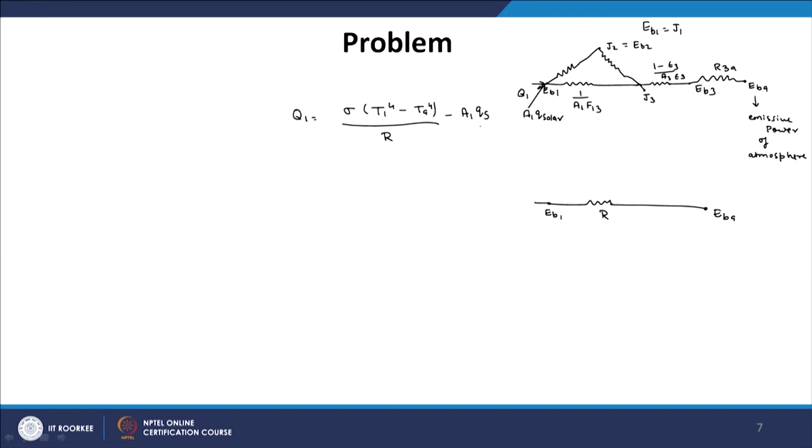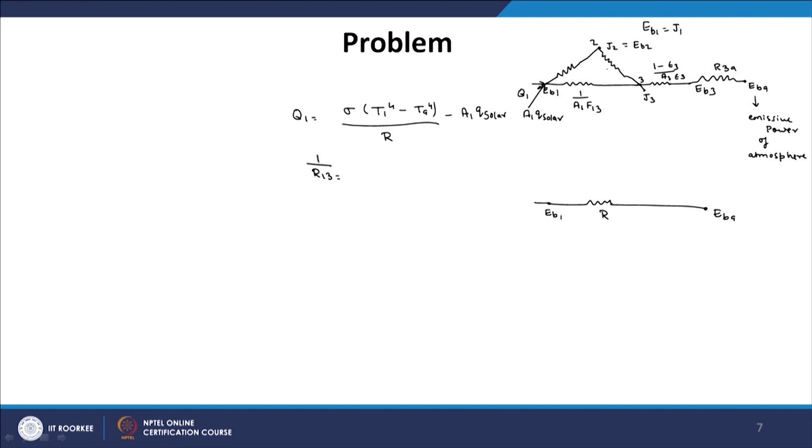So, A1 is the area of the collector and QS, the Q solar, is the solar irradiation, which is 1000 watt per meter square. Now, we first try to find out this value of R. So, let us see. First of all let us call this point 3, this is point 2. R13 is the effective resistance between point 1 and 3.